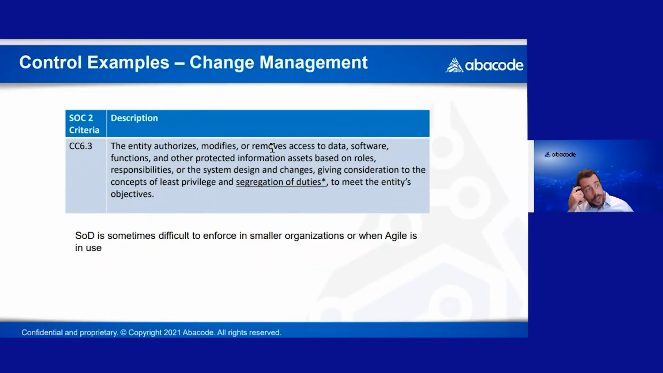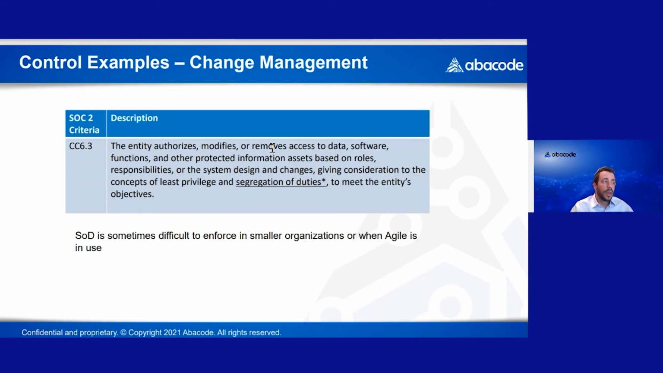Another control example is change management, and this is from SOC 2. SOC 2 criteria are written a little bit differently than controls, but again, it gives you a requirement that whenever you are modifying, authorizing, or removing access to basically anything in your system, you are giving consideration to concepts of least privilege and segregation of duties, which means that anytime you're giving access to anyone, you aren't giving them excess privileges and the ability to potentially do bad things without detection.